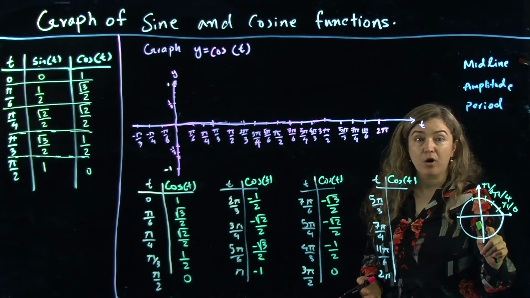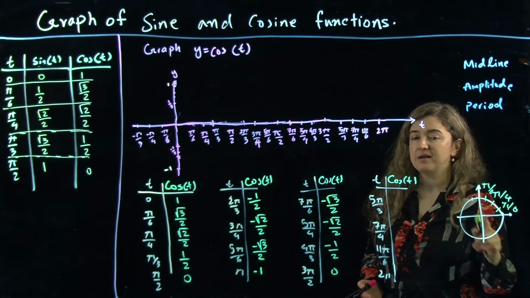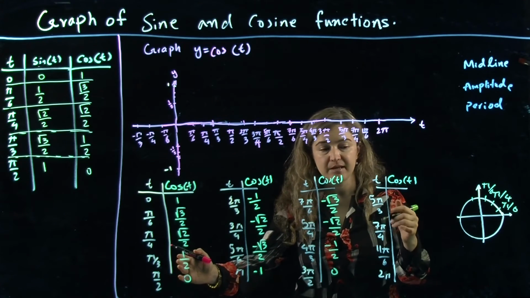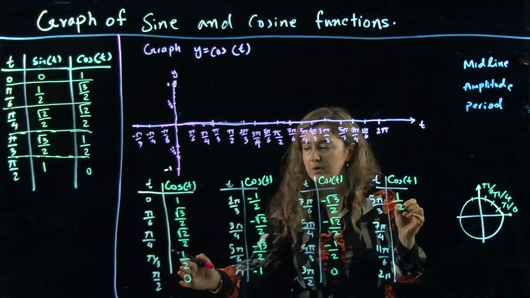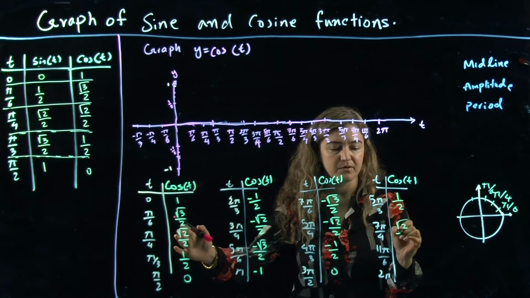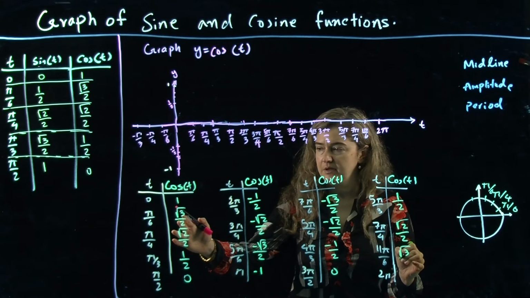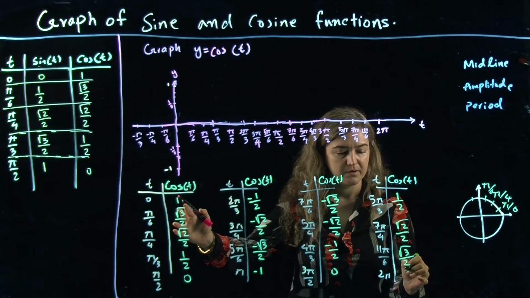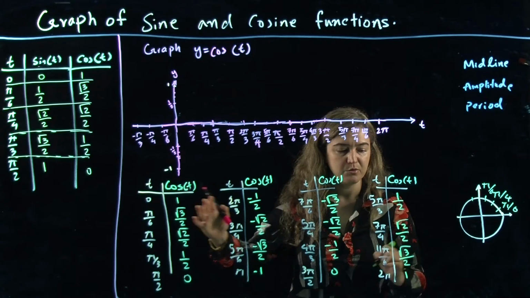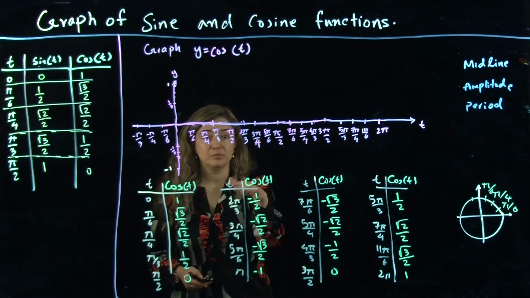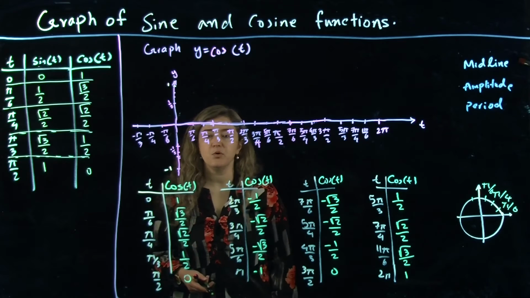Again, in quadrant 4, x is positive, so cosine t should be positive. Again, back to the reference table, and 1/2, square root of 2 over 2, square root of 3 over 2, and at 2 pi, it's 1. Now let's plot using these points.